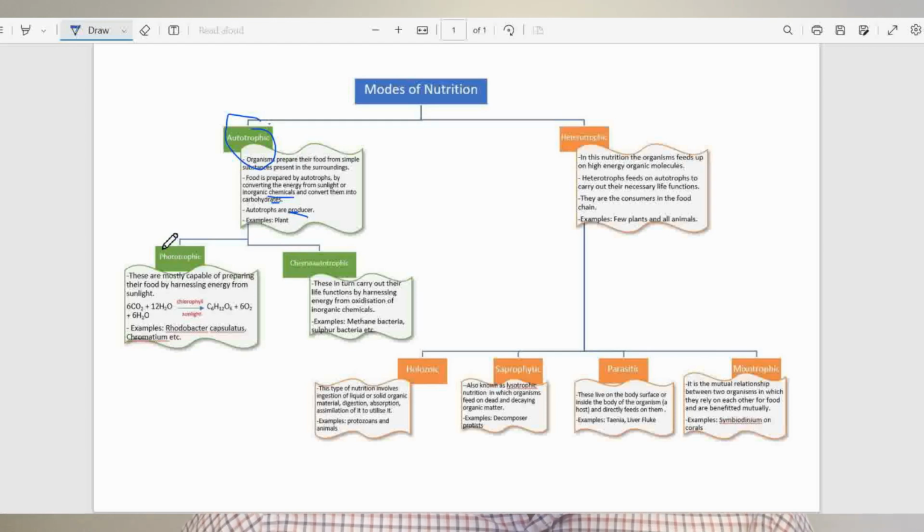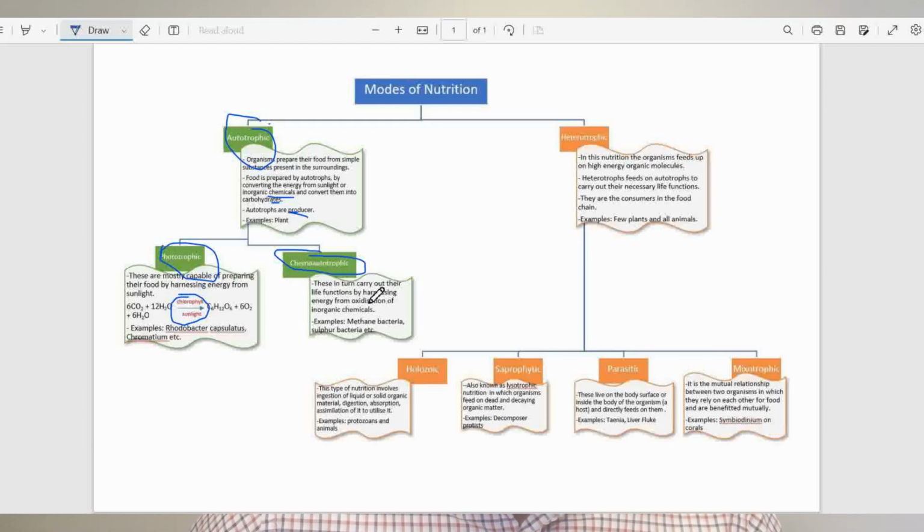Now, for autotrophic nutrition, it could be phototrophic and it could also be chemoautotrophic. When it is phototrophic, then it means that the organism in question are able to produce food using sunlight by a process called photosynthesis. And that requires that the plant or the organism in question would have chlorophyll, which is the cell component that can harness the energy of the sunlight to produce carbohydrate.